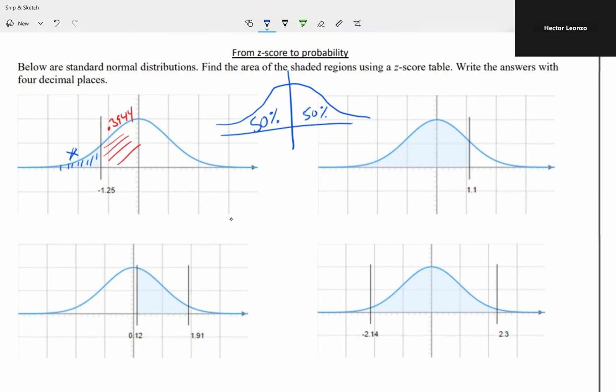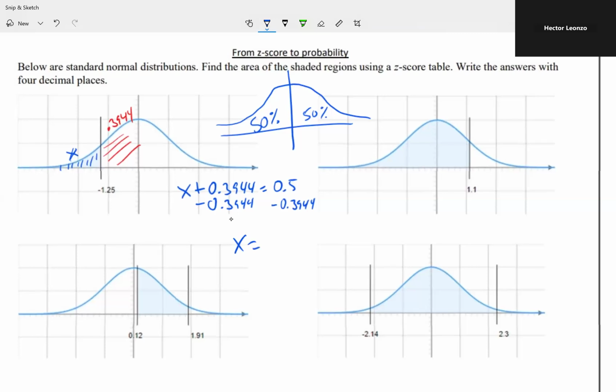Now, the way I'm going to solve for X here, I'm going to go X plus 0.3944 is equal to 0.5. Why 0.5? Because I said 50%. Remember, from the mean to the left or from the mean to the right, it's always 50% or 0.5. Okay, so now we know how to solve equations, right? Minus 0.3944 on each side. So I get that my X is equal to 0.1056. Write the answers with 4 decimal places.